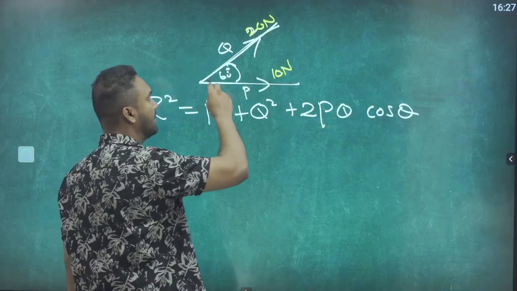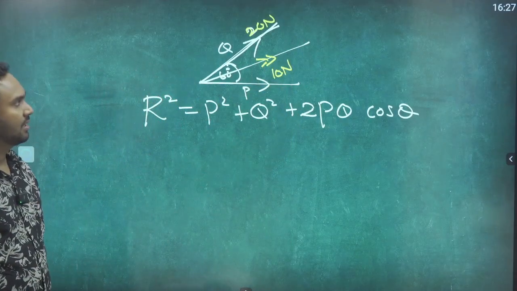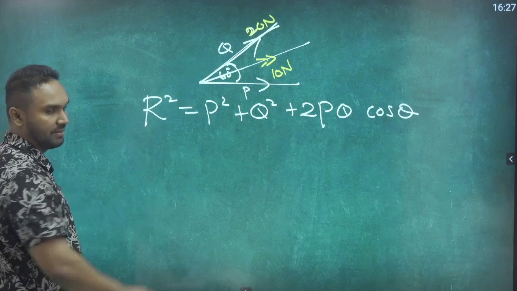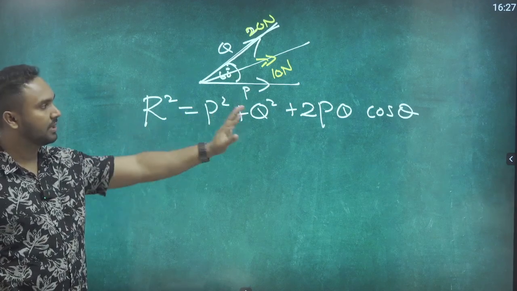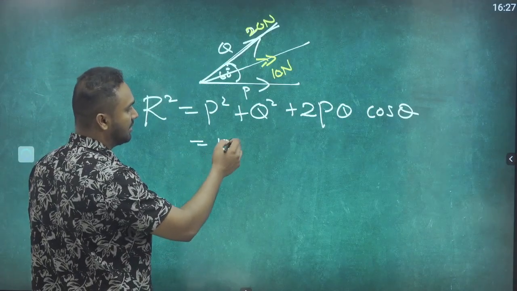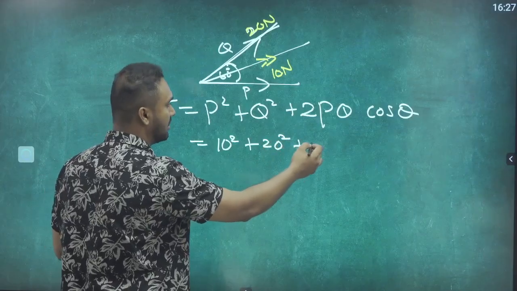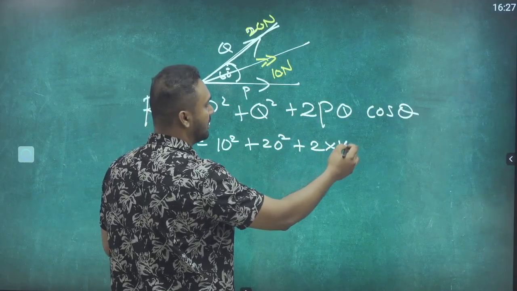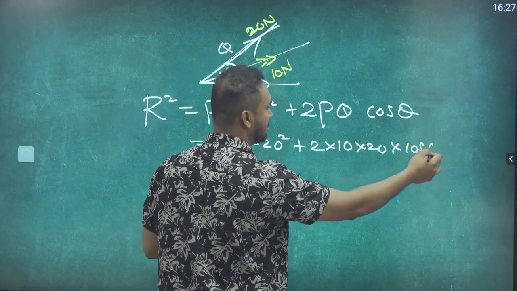So it goes like this. Right? This is how the resultant force goes. To find it, we have to use this equation. What is it? R square equals P square plus Q square plus 2PQ cos theta. So what is P square here? That is 10 square plus Q is 20 square plus 2 into 10 into 20 cos 60, right?